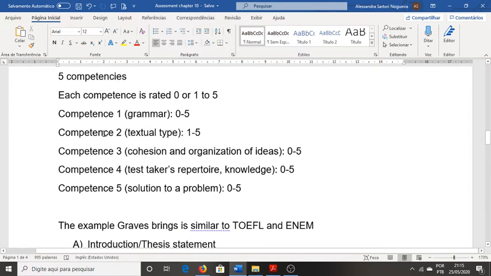So you have to evaluate each competence from 1 to 5, or from 0 to 5. And then you have a final grade that takes into account, if grammar is perfect, for example, perfect. But then the knowledge that a test taker brings is not very broad, it's too little, or some information that is not correct. Then competence 4 will have an average grade, and competence 1 will have a very good grade.